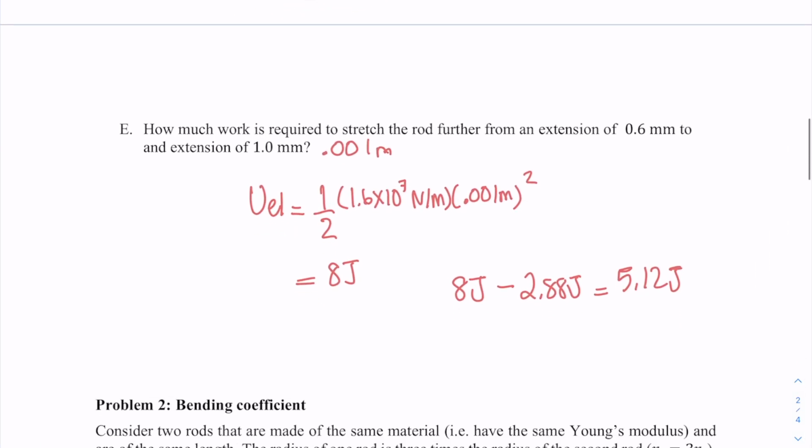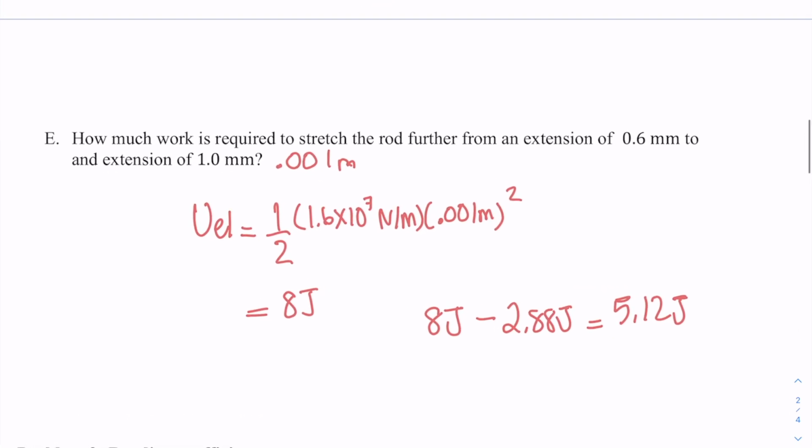One sec. So if we do 1 minus 0.6, that'd be 0.4 millimeters, right? And that's 0.0004 meters. 1, 2, 3, yep. And if we square that and multiply by the spring constant, at least it should give you the same. I don't see why it shouldn't.